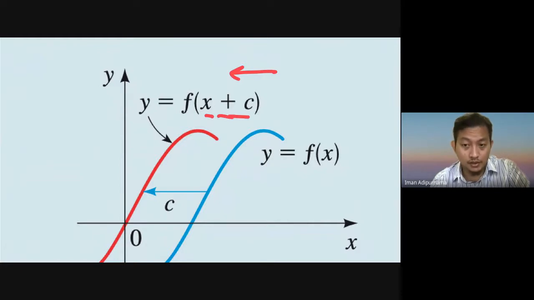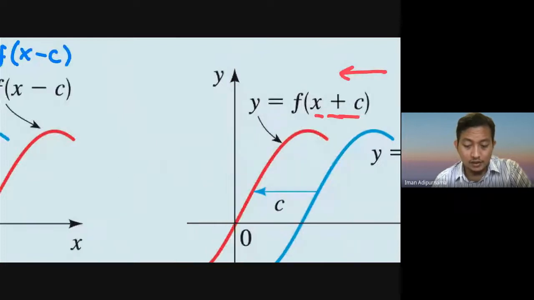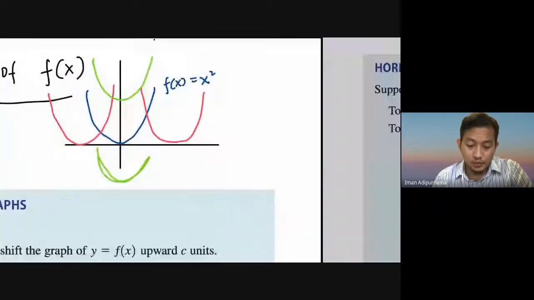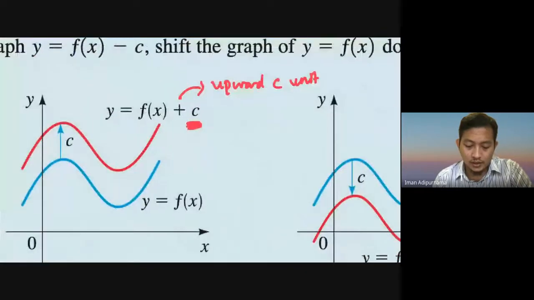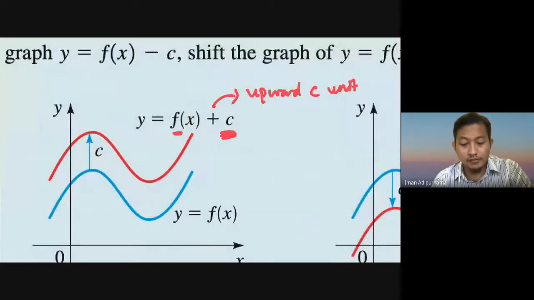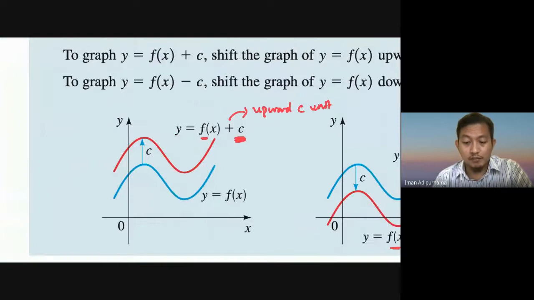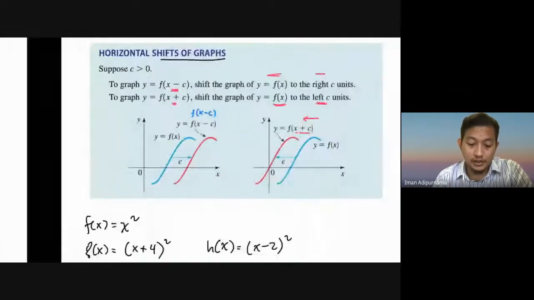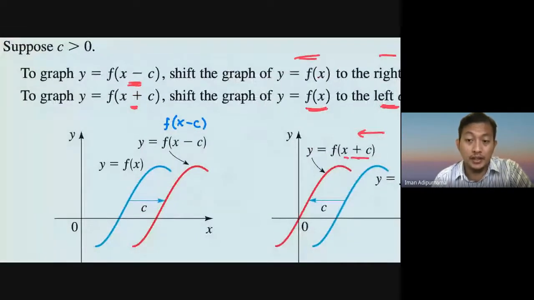It's a little bit different from the vertical shift, but it's actually logically true. You're thinking from the perspective that the previous one is the function itself plus and minus. But here, on horizontal shift, we plus and minus the x inside the function. Okay, I hope that's clear to you.